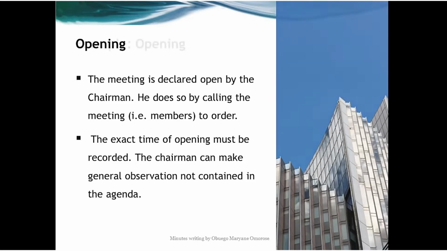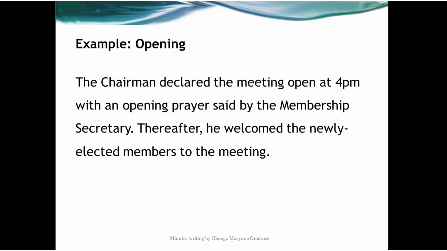So let's look at an example of an opening. In doing your opening, you can say the chairman declared the meeting open at about 4 p.m. with an opening prayer said by the membership secretary. Thereafter, he welcomed the newly elected member to the meeting.